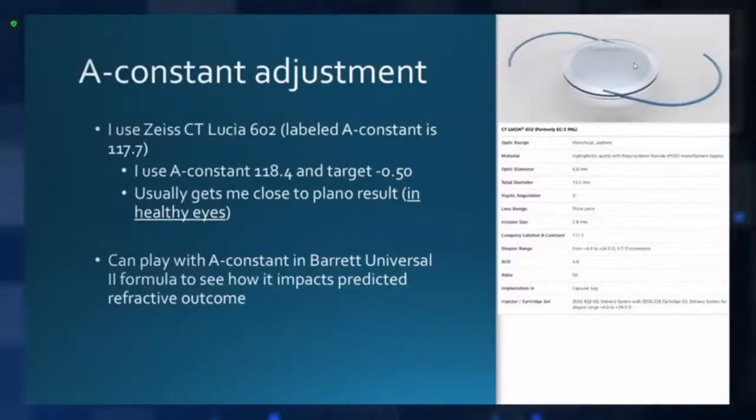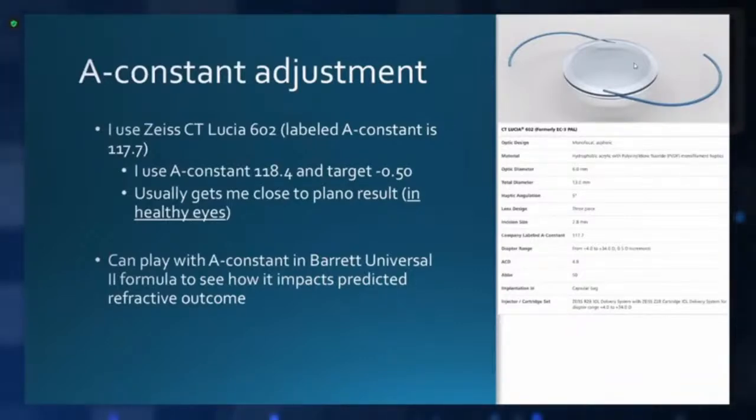So I use the Zeiss CT Lucia 602 lens, which has a labeled A constant of 117.7. When I calculate the lens, I use an A constant of 118.4, and I target -0.5. Now, this usually gets me close to a plano result in healthy eyes, but keep in mind that in many of these eyes, there is limited vision potential.